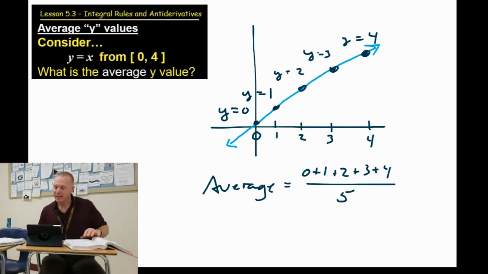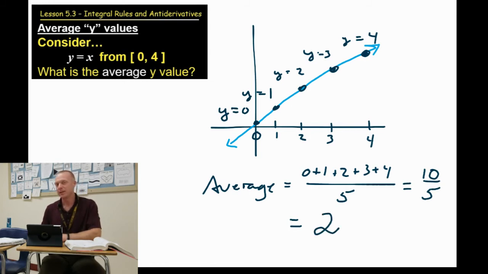By the way, everything I'm doing here is right, but in a moment, we're going to see how we can get this same answer with integrals. So anyhow, let's finish this. If you add these numbers up, you get 10 over 5, which is the number 2. It might make sense to you that the number 2 is the average Y value. It's definitely right in the middle. Of course, it works that way because this equation is very consistent in the way that it changes.